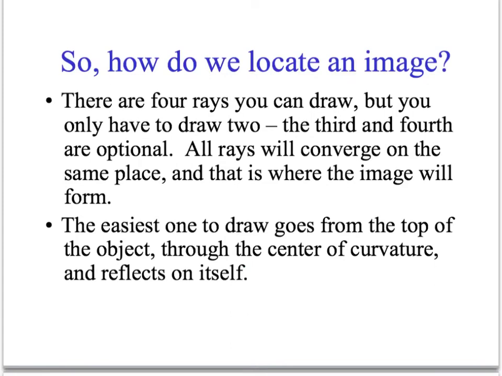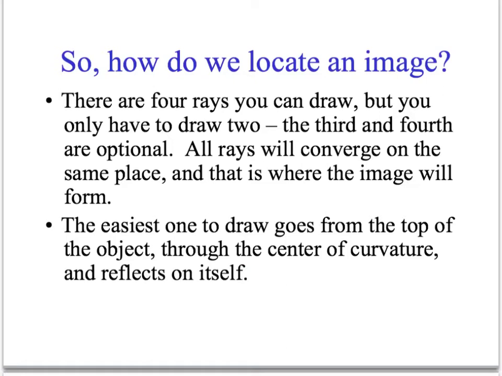So how do we locate an image? There are four rays we draw. You only have to draw two; three and four are extra credit. Yay, our favorite words. No matter which rays we draw, they will all converge in the same place.